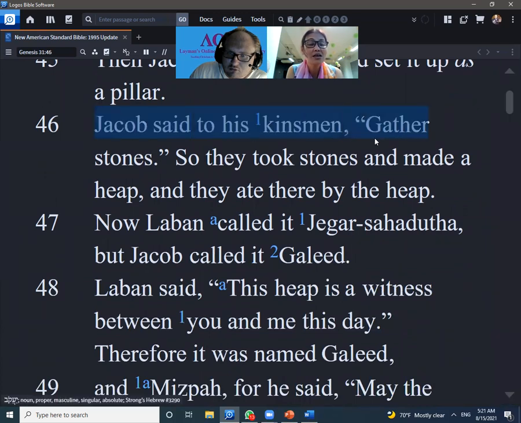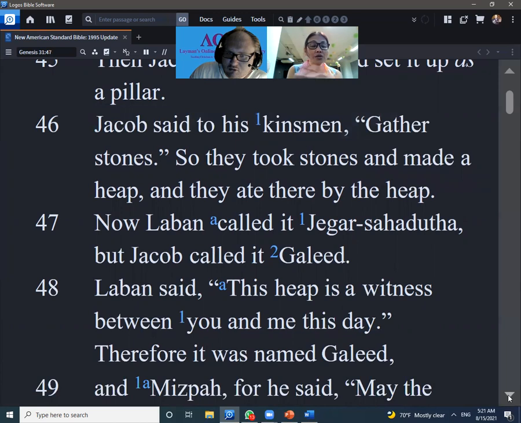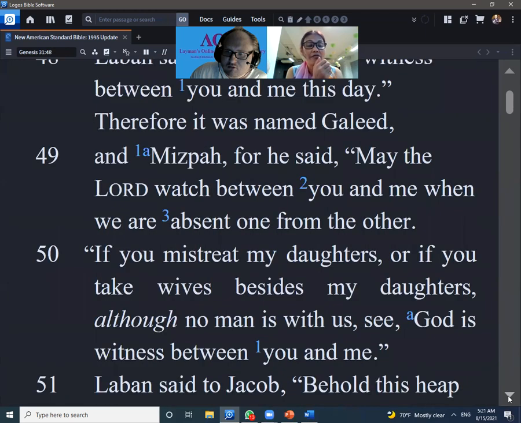Then Jacob said to his kinsmen, gather a stone. Okay, that's Jacob. Here I am again in this place. Jacob said to his kinsmen, gather a stone. So they took stones and made a heap, and they ate there by the heap. Now Laban called it Jegar Sahadutha, but Jacob called it Galeed. Laban said, this heap is a witness between you and me this day. Therefore it was named Galeed.